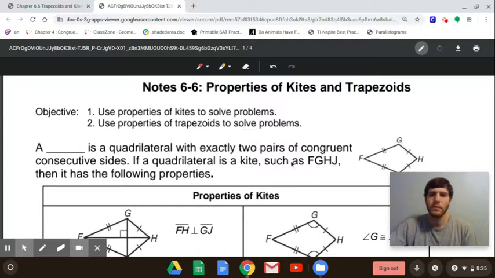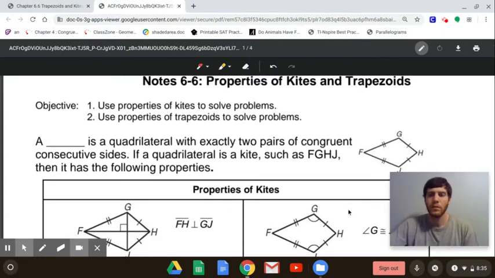Okay, hi. This is the notes for kites. Kites are the last type of quadrilateral that we went over in the first unit of this semester. So after kites, we'll be done with reviewing the quadrilaterals unit.